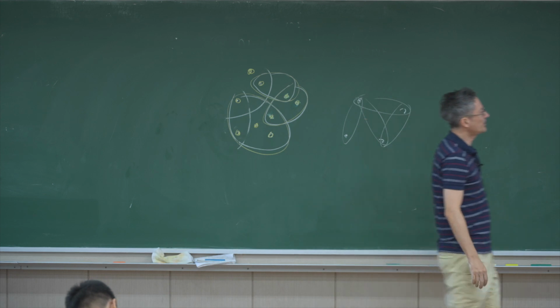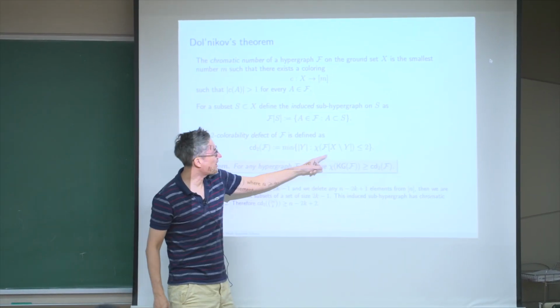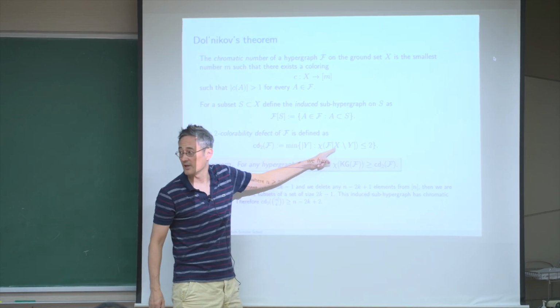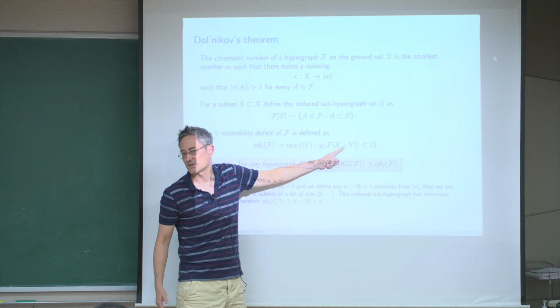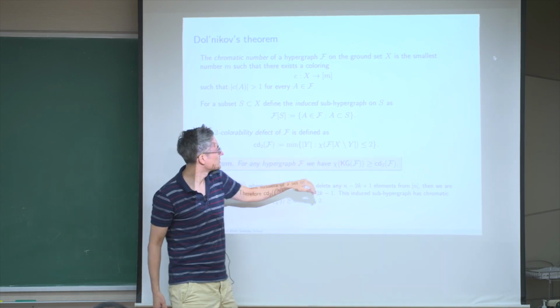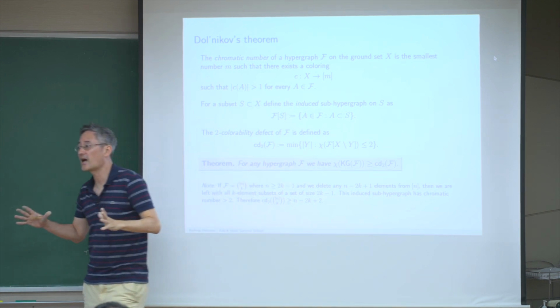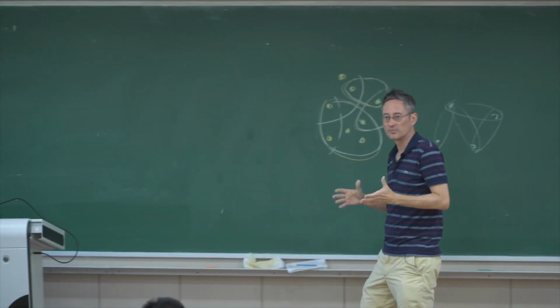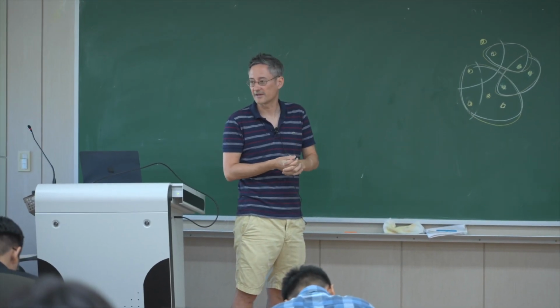And so the two-colorability defect, what is it measuring? It's measuring how far your hypergraph is from a two-colorable hypergraph. It's the same as what we call a bipartite hypergraph. So I'm asking, how few edges must I delete so that my remaining hypergraph is two-colorable, or bipartite? Okay? And that's the two-colorability defect.